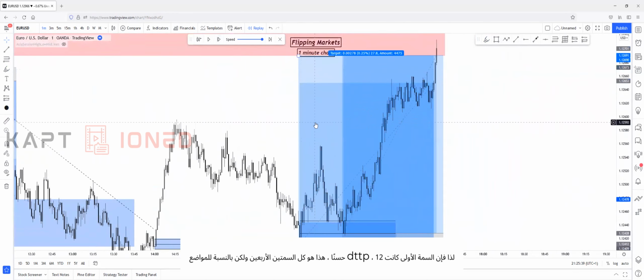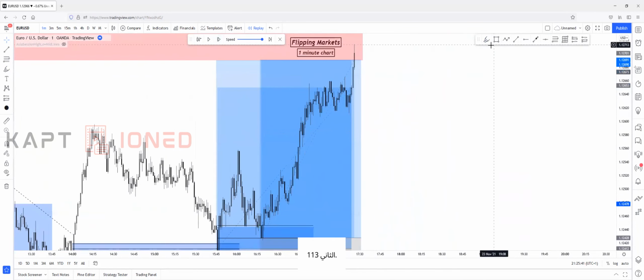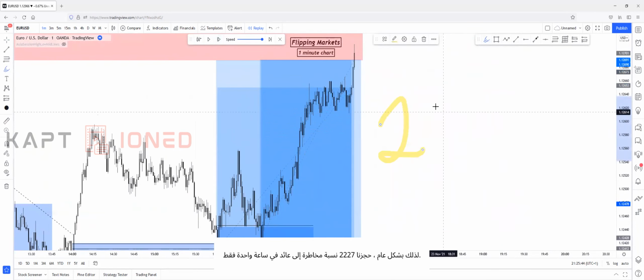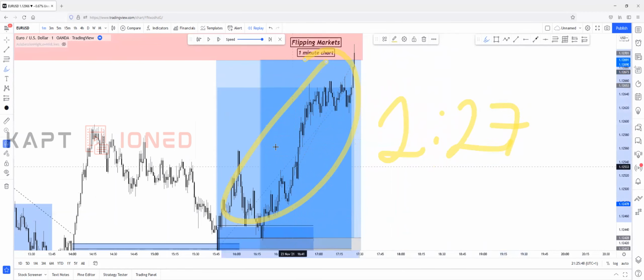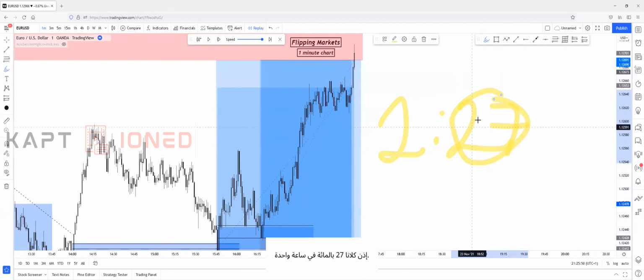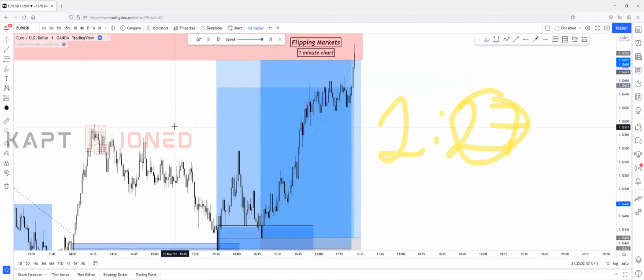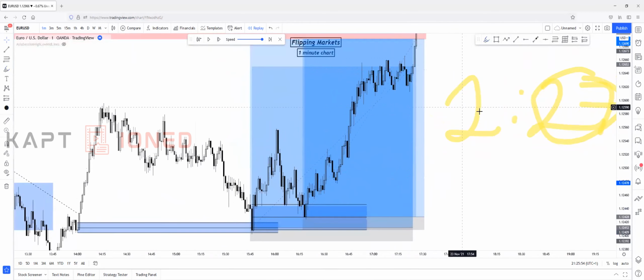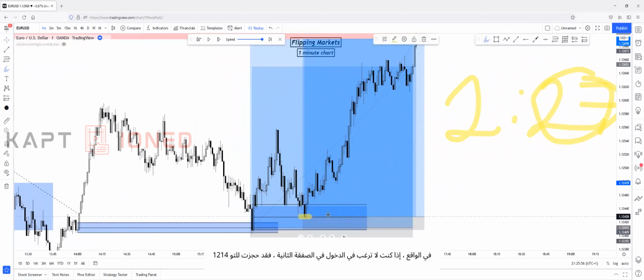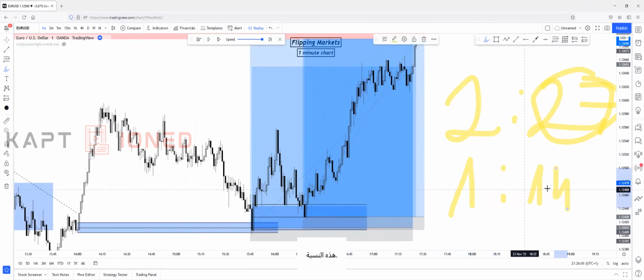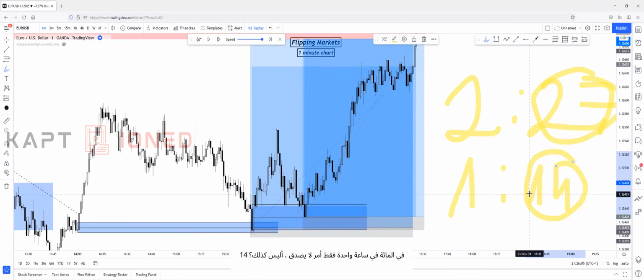So the first one was 1 to 14, yes. The second is 1 to 13. So overall, we booked 2 to 27 risk-reward ratio in just an hour. So we booked 27% in just an hour. This is the power of scaling. If you didn't want to enter on the second trade, you just booked 1 to 14 risk-reward ratio and 14%, which is still perfectly fine. 14% in just an hour is incredible, right? We can all agree on this one.